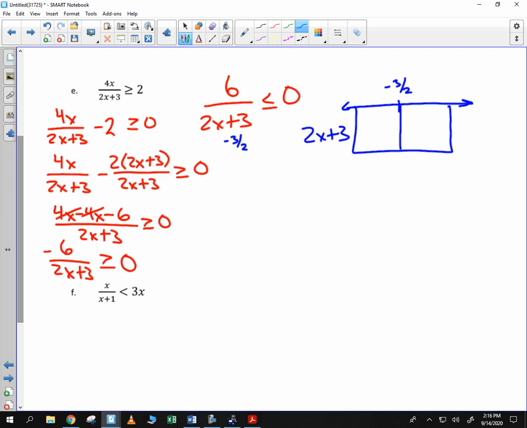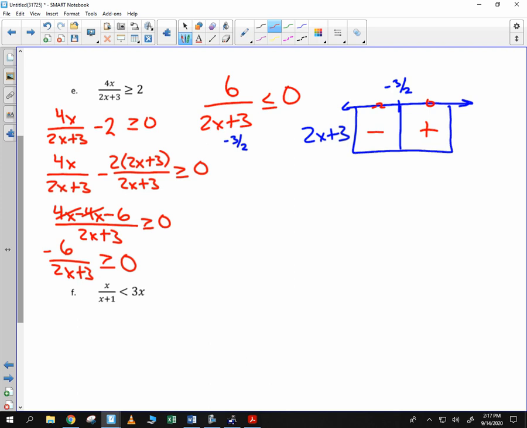Notice you don't have to put anything for the 6 because the 6 does not have a factor that involves an x. There's no solution that gives you 0 in the numerator. So I simply just test 2x plus 3. I'm going to plug in a number to the left of -3/2, which would be -2. 2 times -2 is -4, plus 3 is a negative. Then I plug in 0. 2 times 0 plus 3 is a positive.